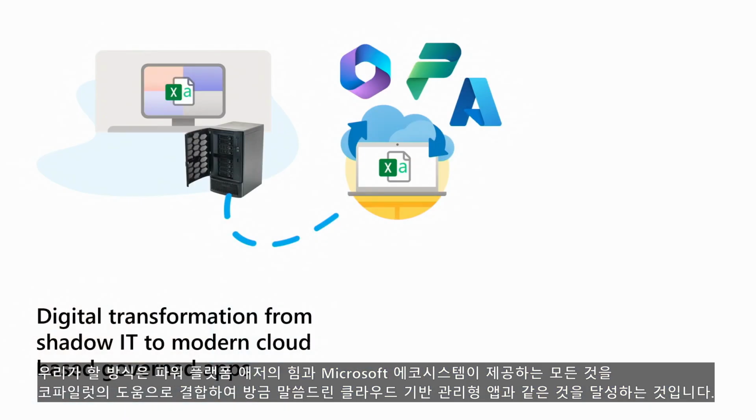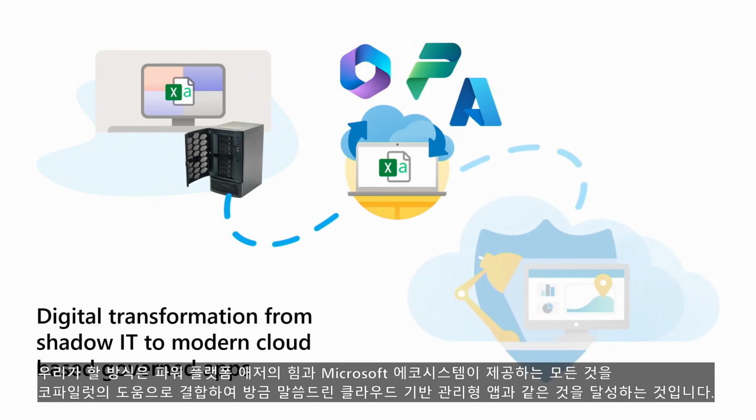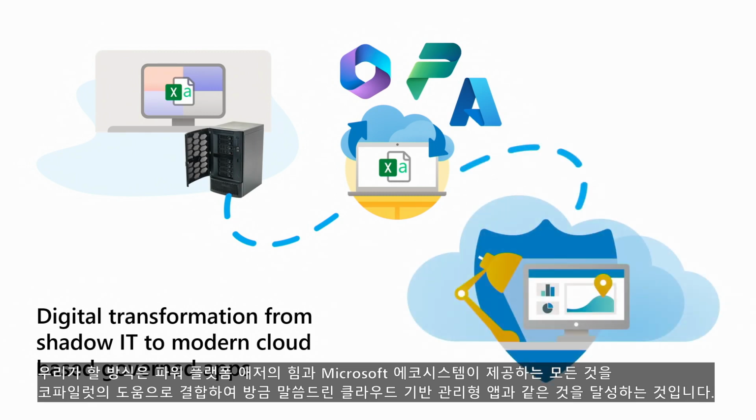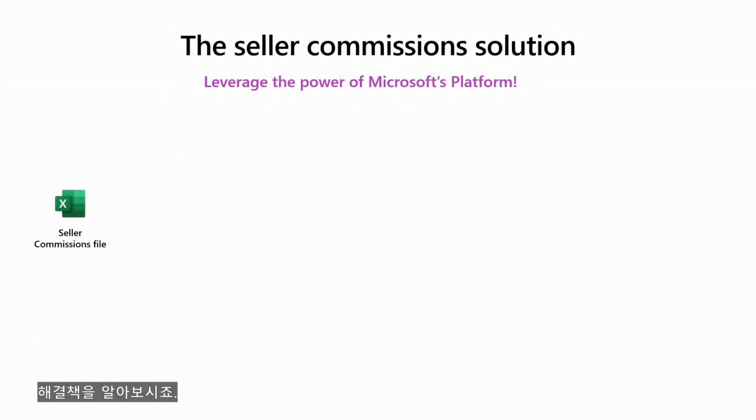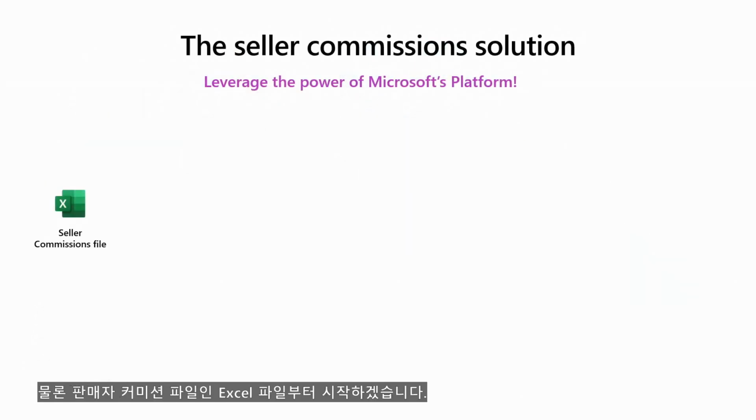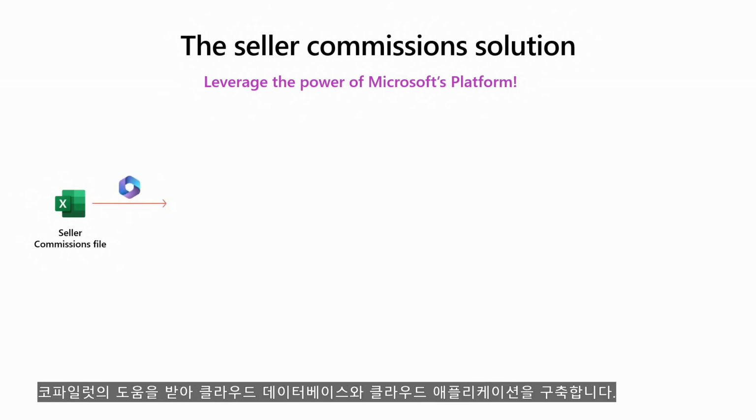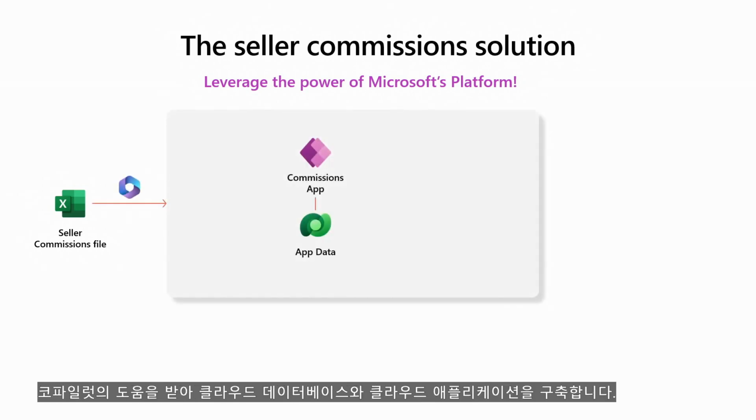And the way in which we will do it is we will use the combined power of Power Platform, Azure, and everything that the Microsoft ecosystem has to offer with the help of the copilots to achieve what we just mentioned, a cloud-based governed app. So let's get to the solution. We will start, of course, from an Excel file, the seller's commission file. And with the help of the copilot, we will build a cloud database and a cloud application.